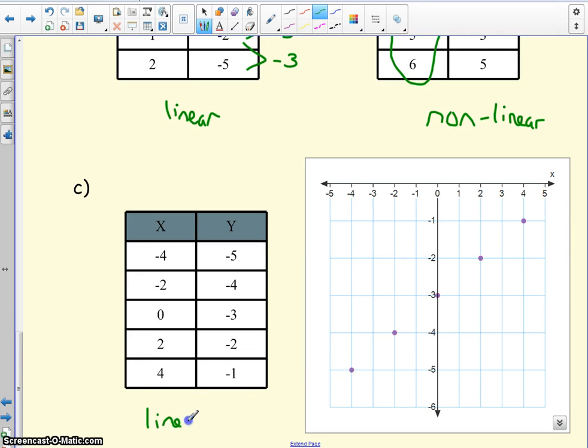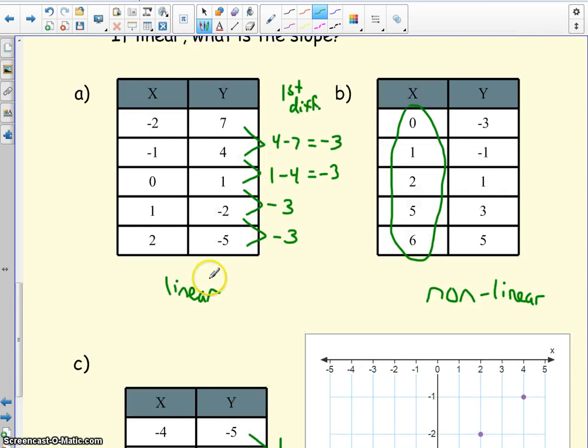And you can see if you look at our x values, we're going up by 2 every single time, so it's consistent. And if you look at our differences here, negative 4 minus negative 5 is 1. Negative 3 minus negative 4 is also 1. And if you keep going, you'll see y is going up by 1 every single time. So that's how you can find out if it's linear or nonlinear.